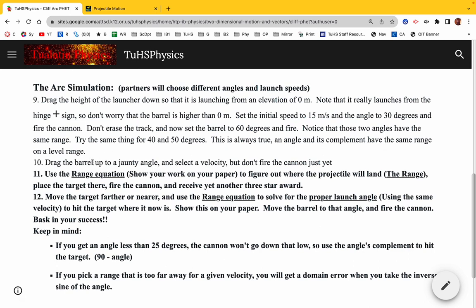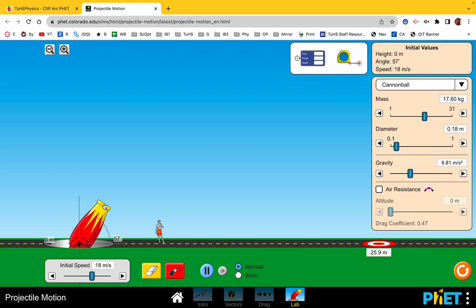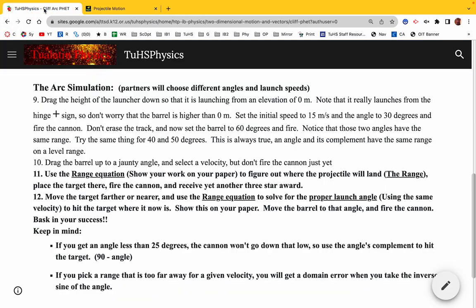And then it says, drag the barrel up to a jaunty angle, select some velocity, but don't fire the cannon just yet. All right, let's see. I'm going to try 18 meters per second, right? I'm going to erase this. I'm going to do a jaunty angle. I feel like 57 is pretty jaunty, right? Okay. And then what I want to see is I want to see you use the range equation to solve for where it's going to land, okay?